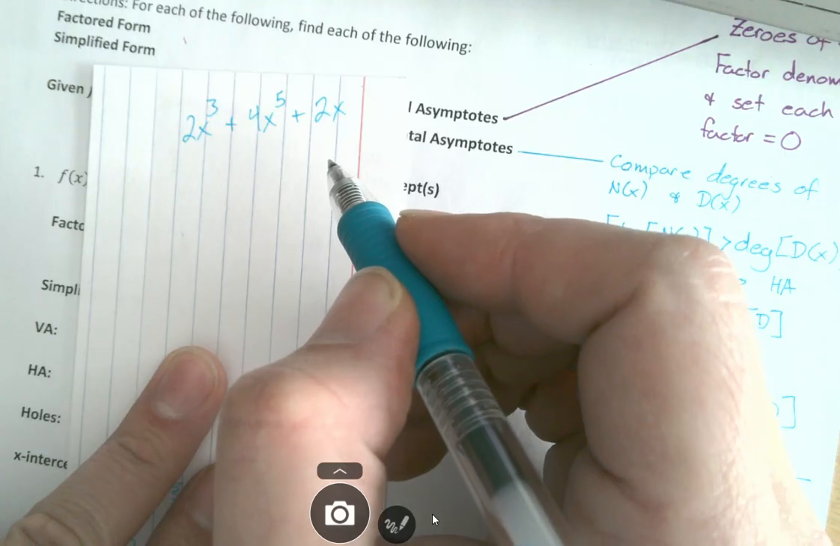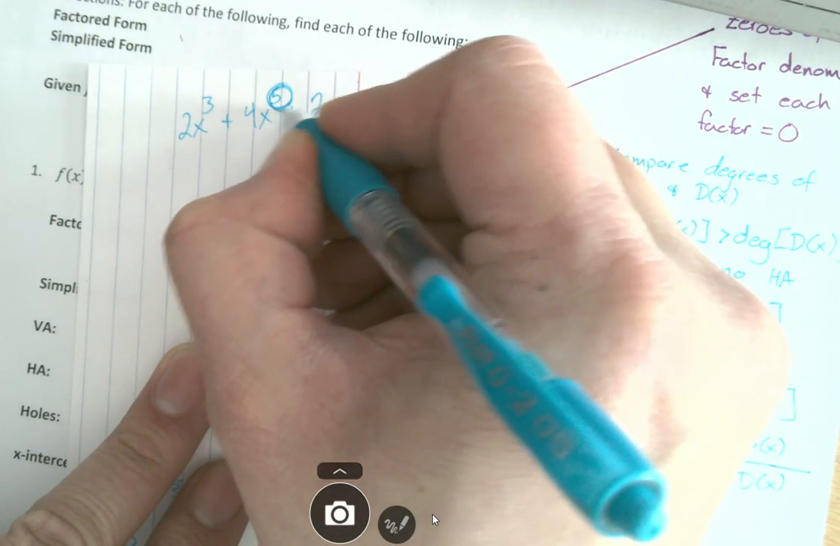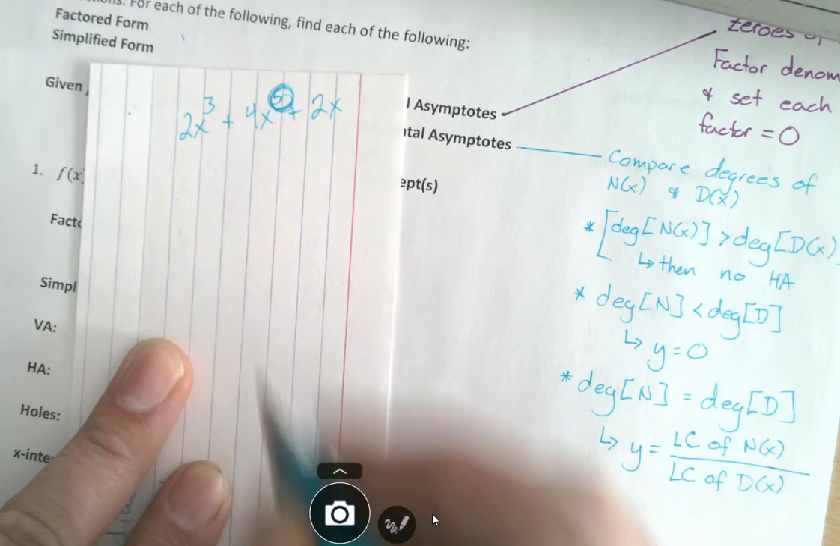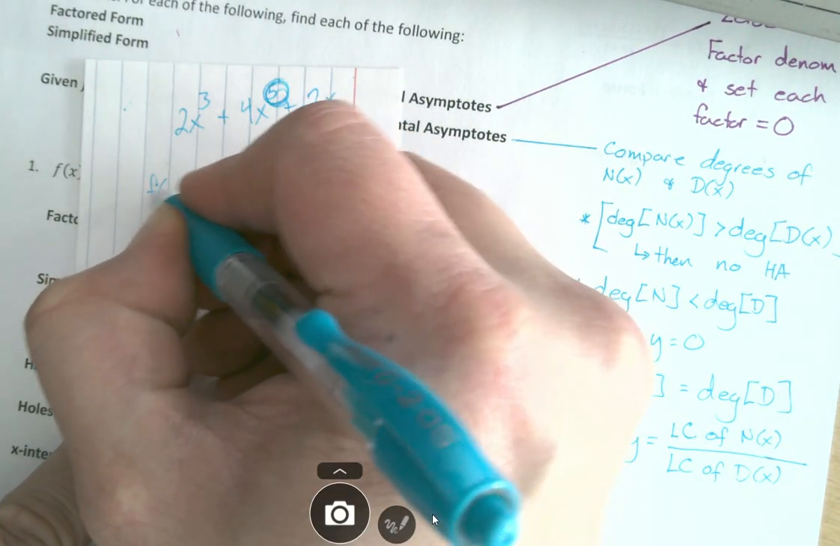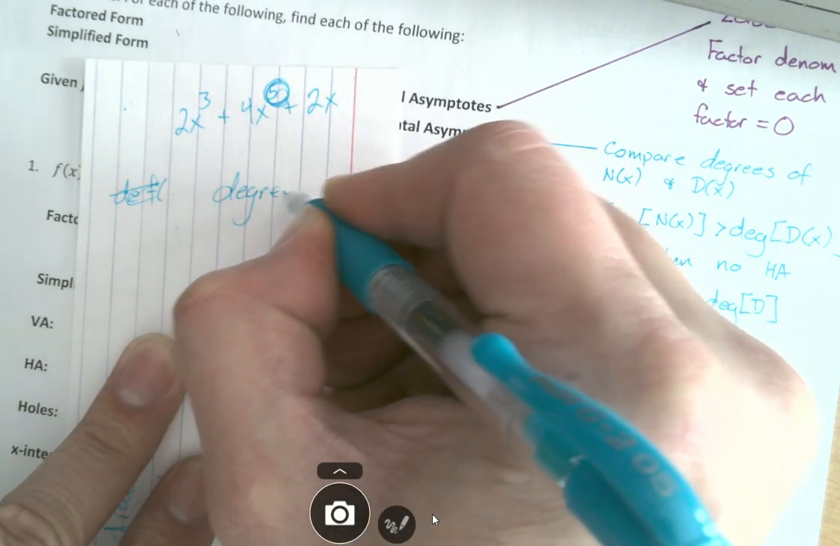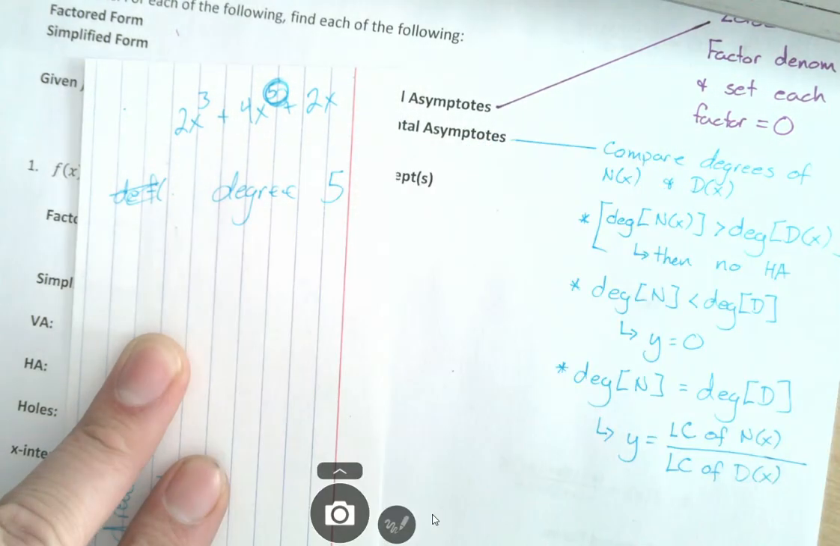Biggest power of x. This is the biggest power on the x, right? We're not there yet. We're talking about degree first. The degree of this thing, and I'm just going to write degree. You guys don't have to write it. I just want to make sure we're here. What's the biggest power of x? Power 5. That's my degree.